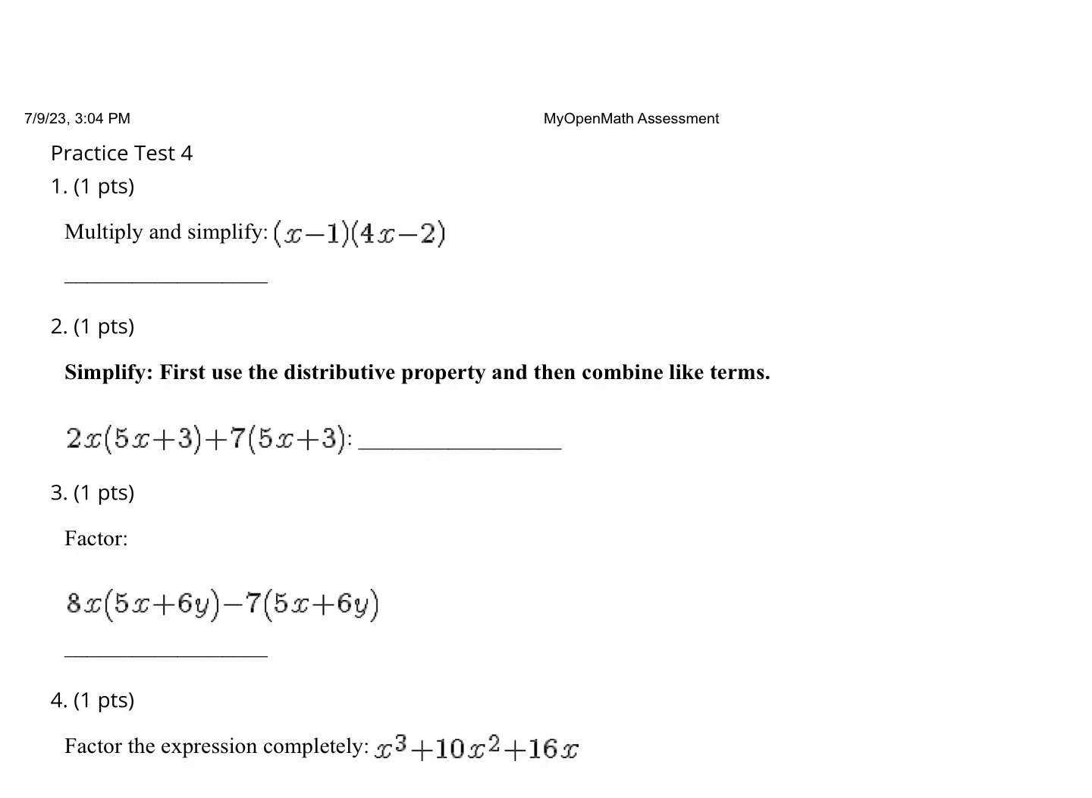In this review, we're going to cover some material from test 4. So the first one, we have multiply and simplify. So you're going to FOIL this out or distribute. So x times 4x is 4x squared. X times negative 2 is negative 2x. Negative 1 times 4x is negative 4x. And negative 1 times negative 2 is positive 2. You'll combine your like terms in the middle to get 4x squared minus 6x plus 2, and that's it.